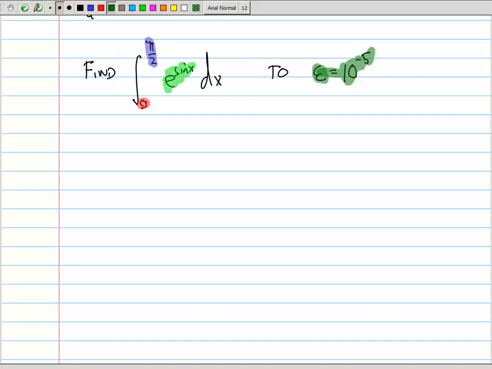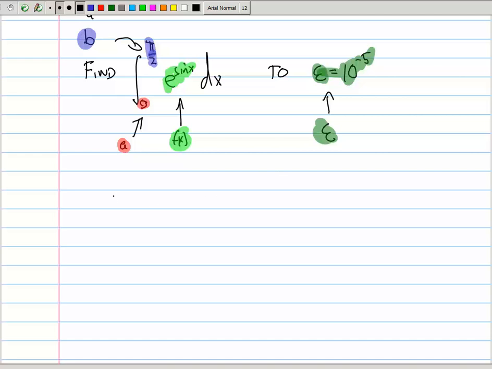So let's just first go back to what we know. We know what our function is. Over here we have our f of x, we have our a, we have our b, and we have our epsilon. Let me just do some color with these. We've got our a, we've got our f of x, we have our b, and finally we have our epsilon. So with those in mind, we know that we need to find our error term.